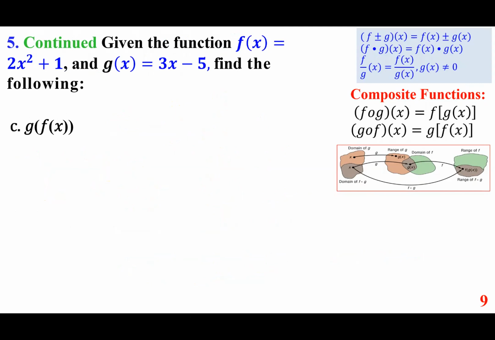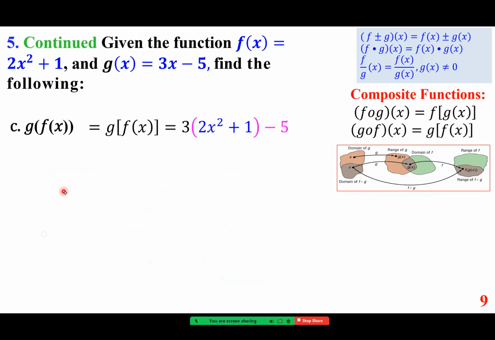All right, we want g of f of x. That means g of f of x. We are continuing with the same question. And so basically it means in this function, replace the x with the f function, which is 2x squared plus 1. That's the meaning. So 3 times 2x squared is 6x squared plus 3. And plus 3 and negative 5, these two combine into negative 2, and we are done.